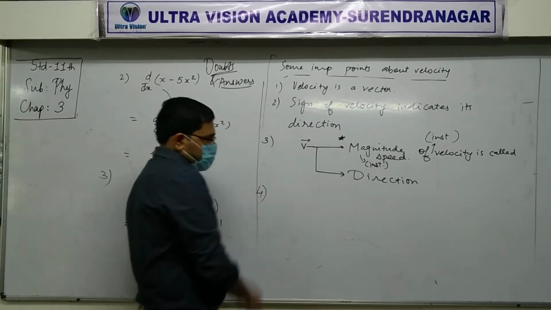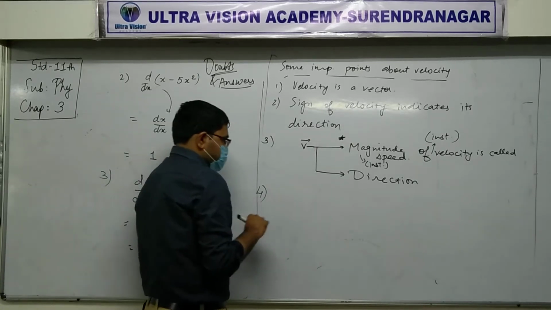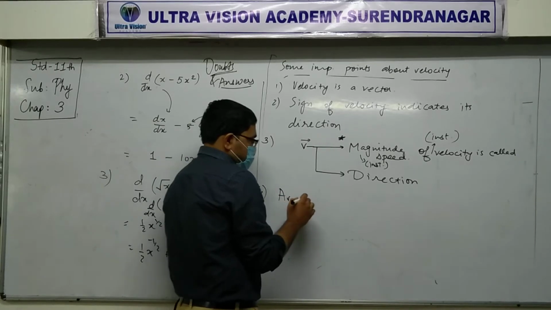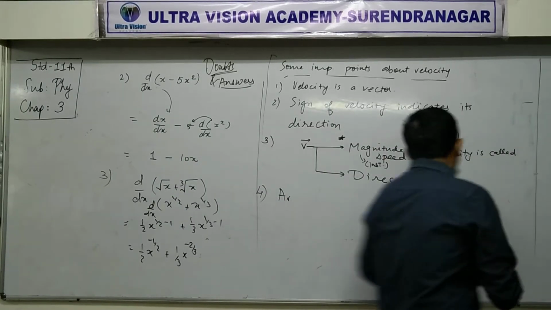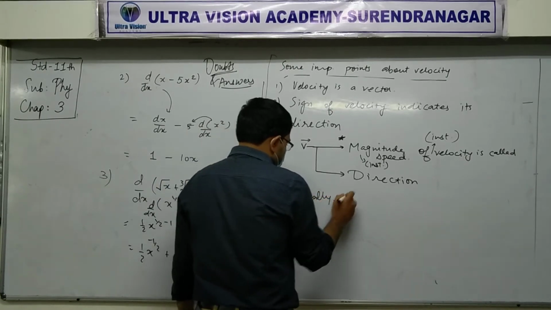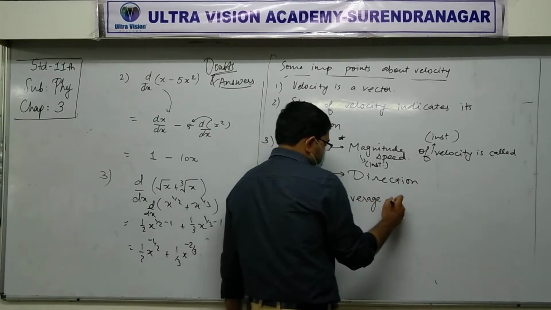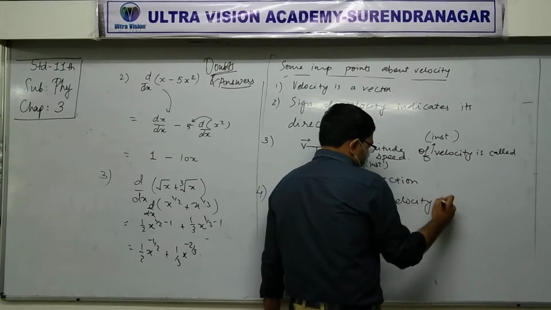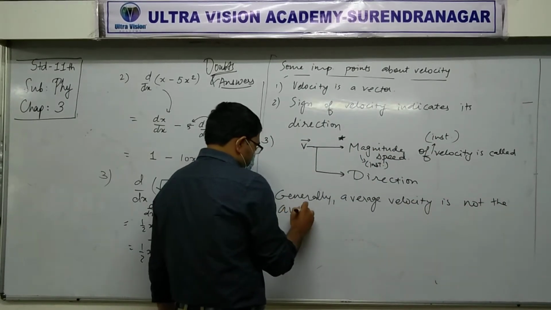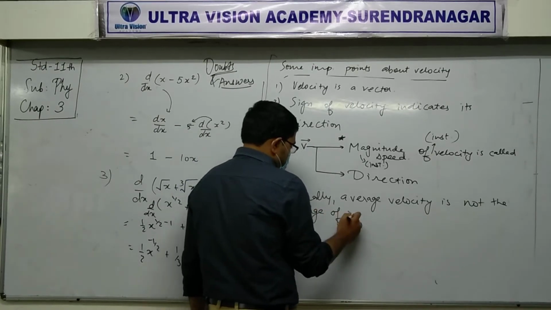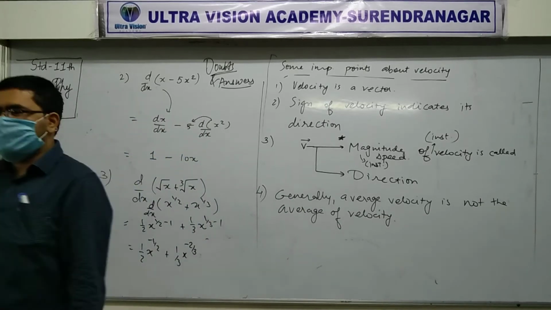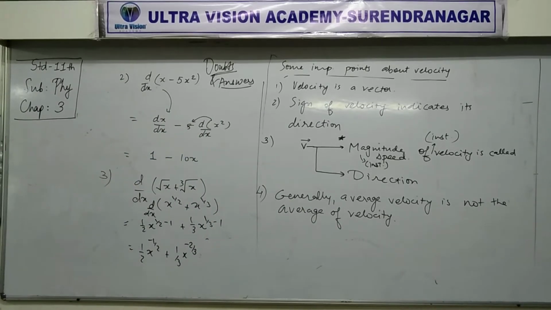Number 4. Generally, average velocity is not the average of velocity.